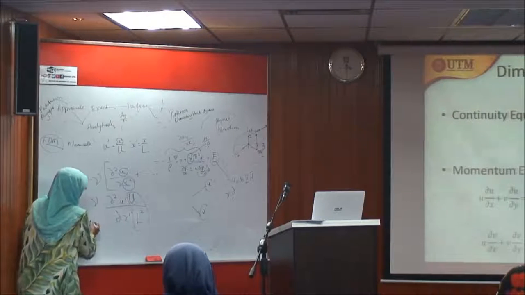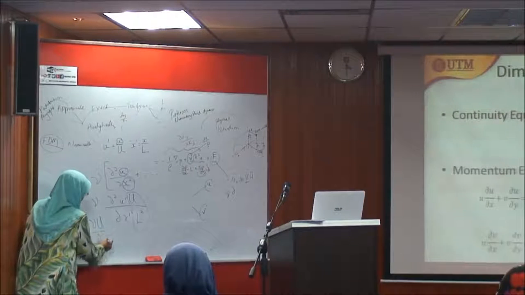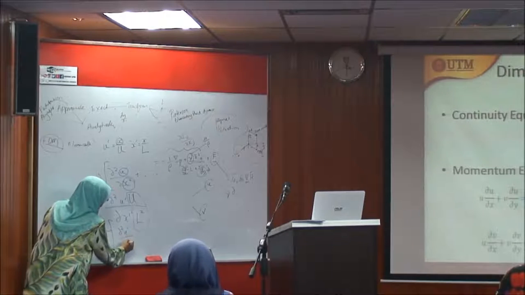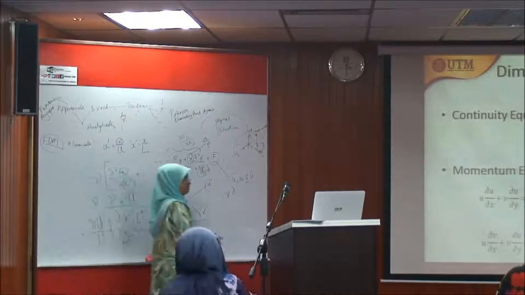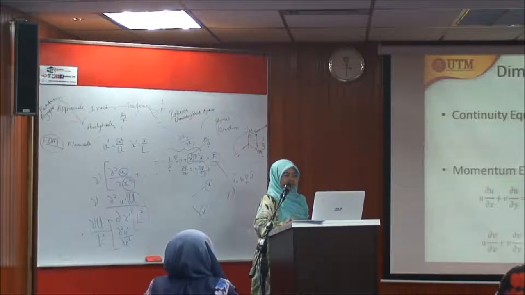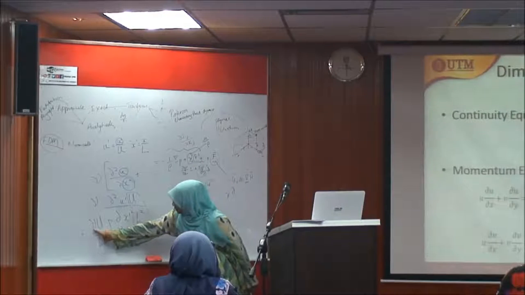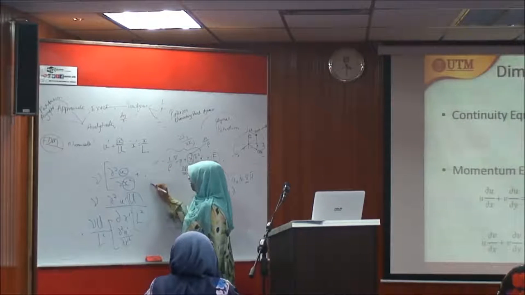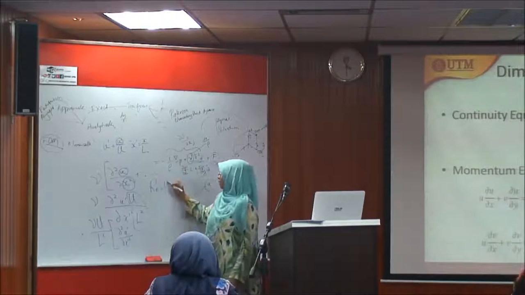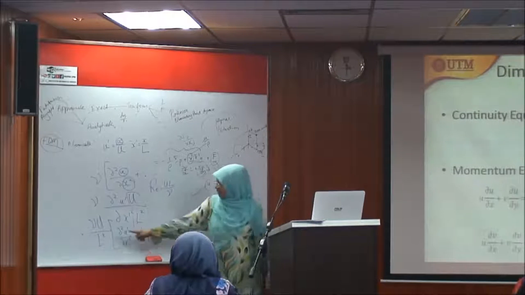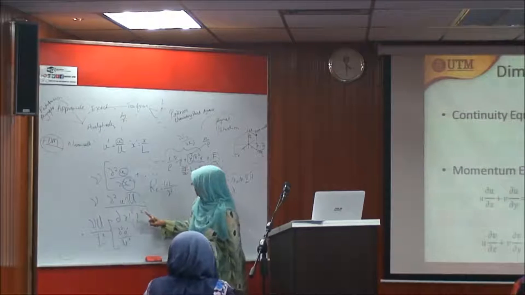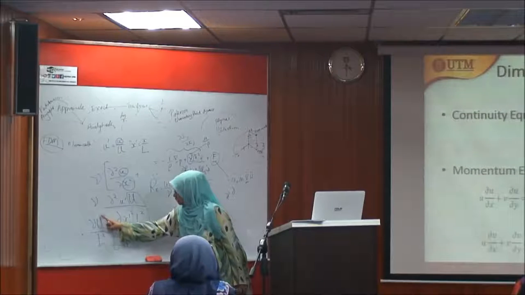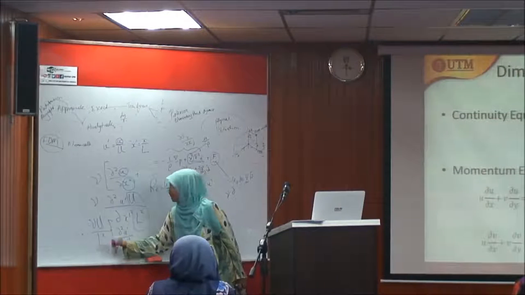This one is constant, you can bring it outside, so mu U over L squared. Then you have del squared u prime over del x prime squared. So when we come this way, mu U over L squared. The Reynolds number is what? U L over mu. So you need to invert it: mu over U L. It is a little inverted. Where does it come from?